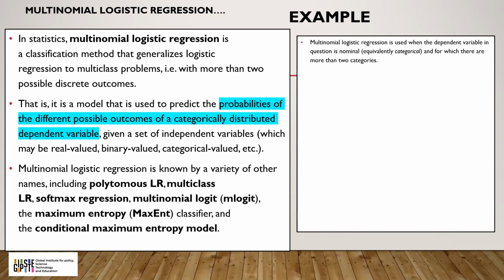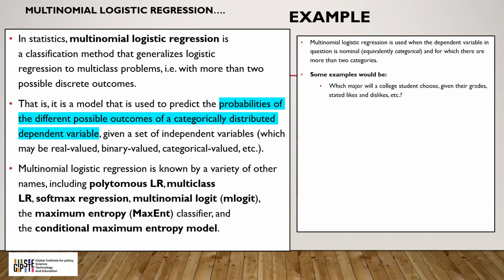Multinomial logistic regression is used when the dependent variable in question is nominal, which is equivalent to categorical, and for which there are more than 2 categories, not just 2. If it's only 2, then you need to go and use the binary, or the binomial.